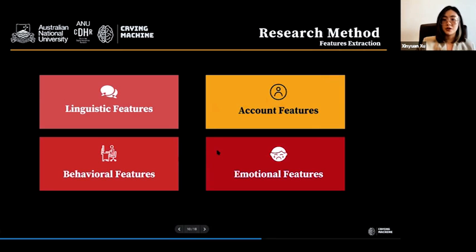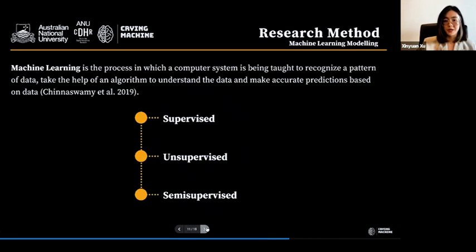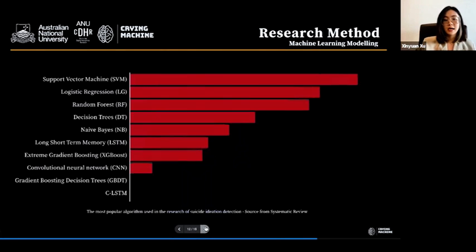The selected features at this step were often employed to support the application of various machine learning techniques to build the detection model. Machine learning is the process of teaching a computer system to make accurate predictions based on data. Basically, the machine learning techniques can be classified into supervised, unsupervised, and semi-supervised. As shown in this figure, the most popular machine learning techniques in the field were supervised machine learning algorithms.